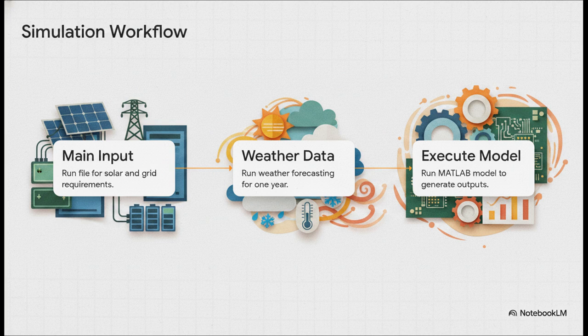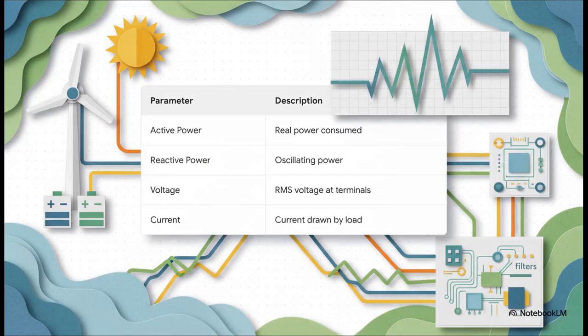Then step 2, and actually this is make or break, you have to run the weather forecasting script. This compiles a full year of environmental data, specifically average and minimum temperatures. Why? Because battery efficiency and solar irradiance are hugely temperature dependent. You need that real-world data in the workspace before you even think about step 3, which is finally executing the main MATLAB model. Once that successfully runs, the software spits out these highly specific load dynamics.